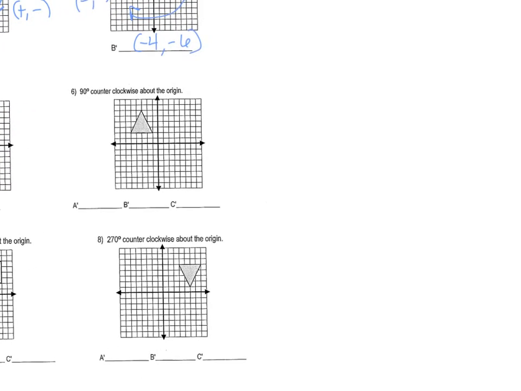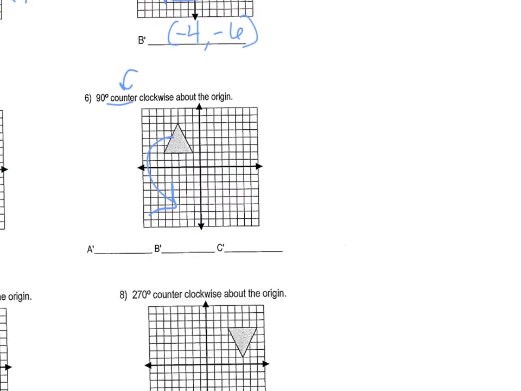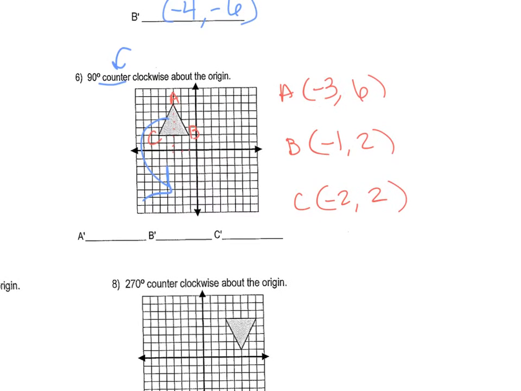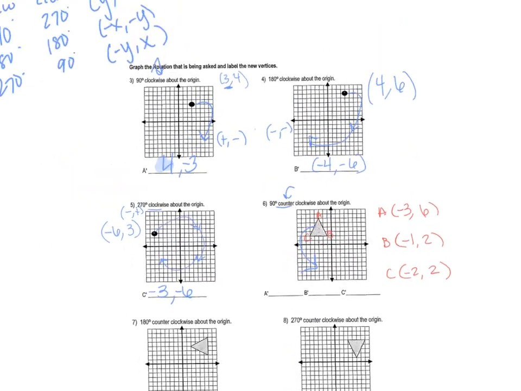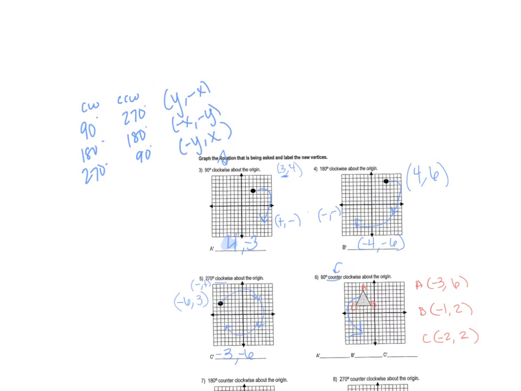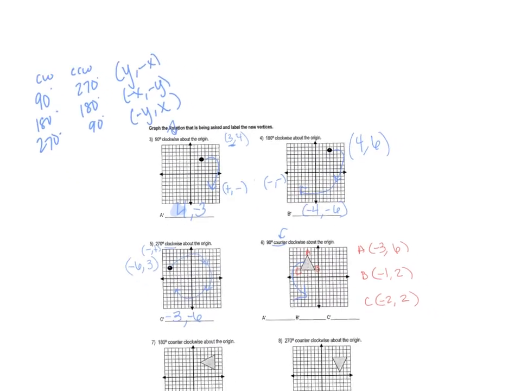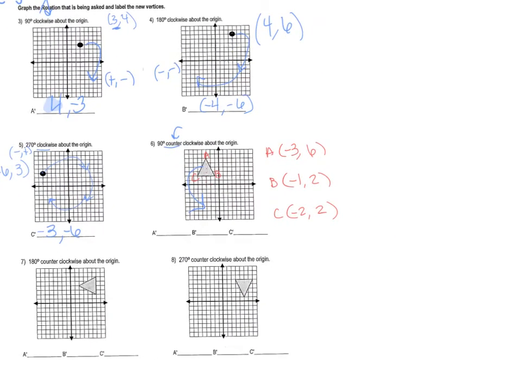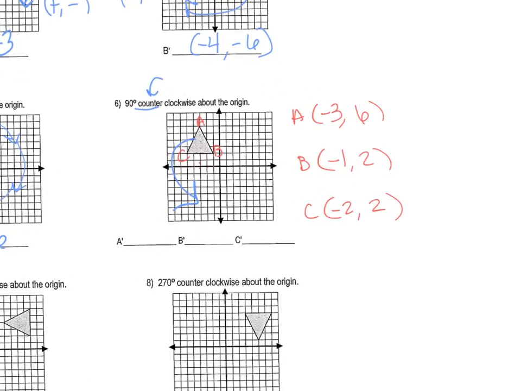Number 6, 90 degrees counterclockwise, so that's to the left, and that's 90 degrees, so that's just 1 turn. I'm going to label A, B, and C. So original A, original B, and original C. Those are your original coordinates, 90 degrees counterclockwise. Come back up and look at that rule. They flip, and your X becomes negative, or just the sign in front changes. So they're going to flip.